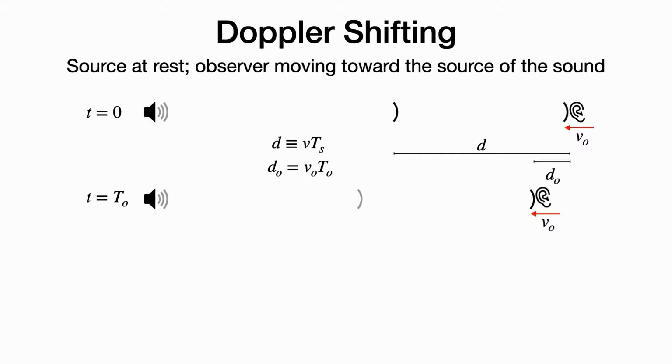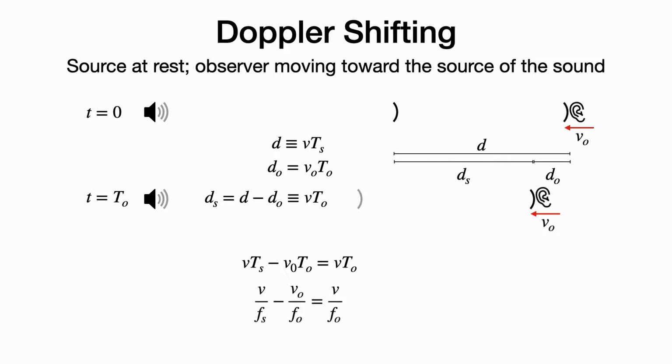This time interval is the period of the waves as measured by the observer. During the same time interval, the second pulse traveled a distance ds equal to the wave speed times To. Replacing the distances d and do, and replacing the wave periods with wave frequencies, we again arrive at a relationship between the source and observer frequencies.